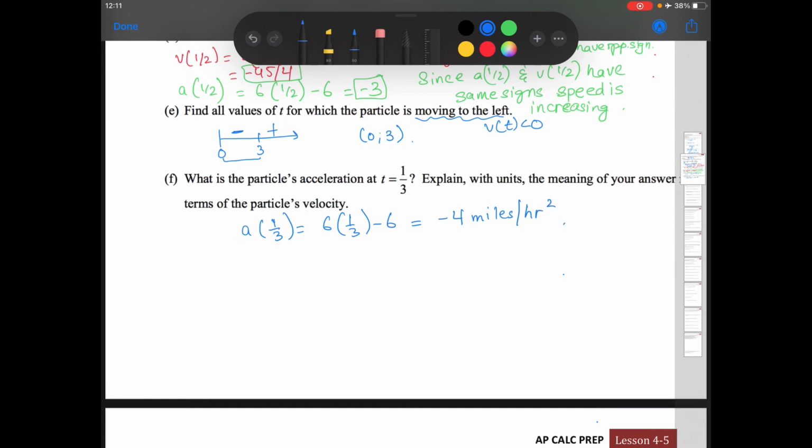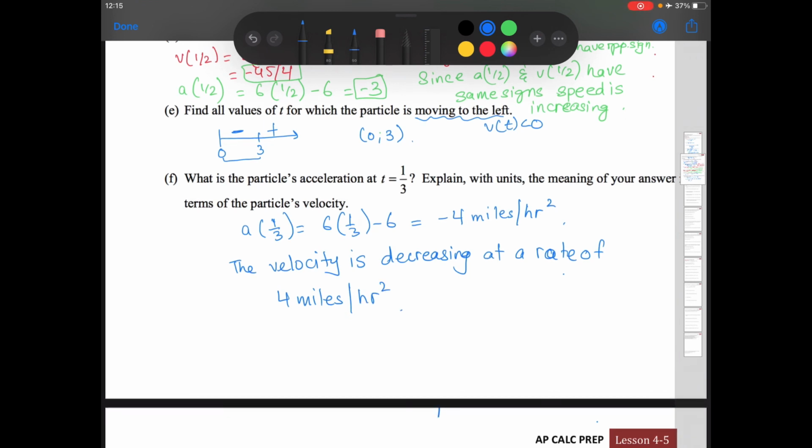What does that mean? Remember, your acceleration is the rate at which the velocity is increasing or decreasing, or velocity is changing, right? So the velocity is, since it's negative, it's what? Decreasing at a rate of 4 miles per hour squared.